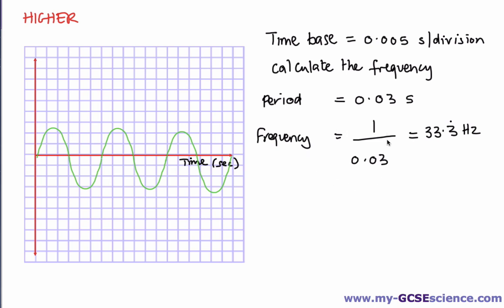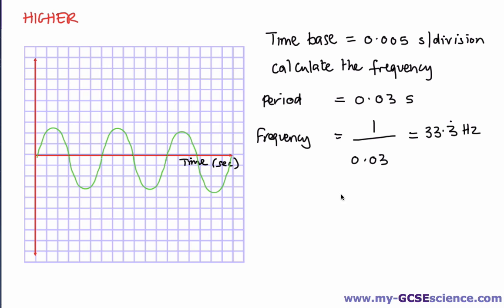Incidentally, this is not a formula that's given in the exam. Remember, this is for the higher tier. You should be able to work out that if one cycle takes 0.03 seconds, how many would you get in 1 second? And this is straightforward how you do it. It's just you just do it like that. But this is not a formula that you'll be given in the exam.